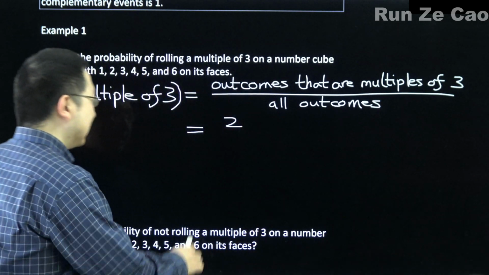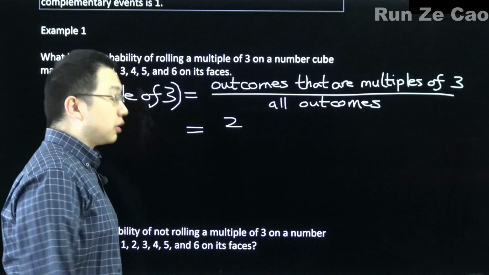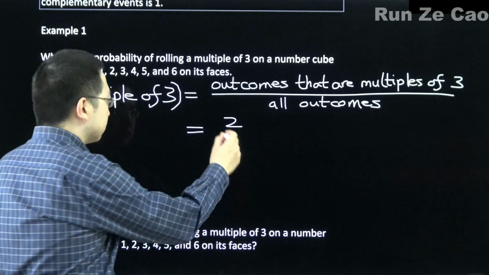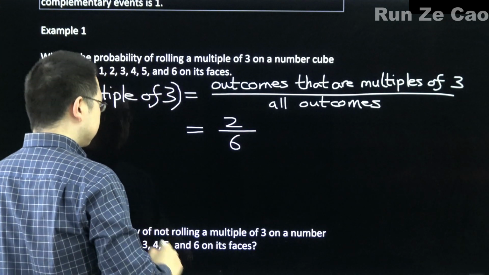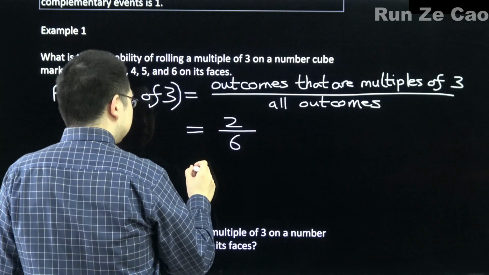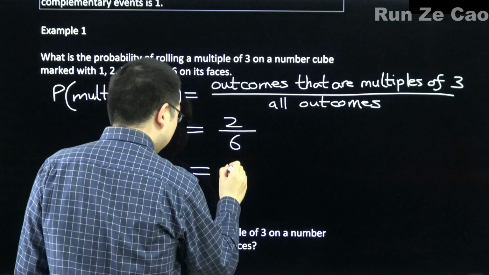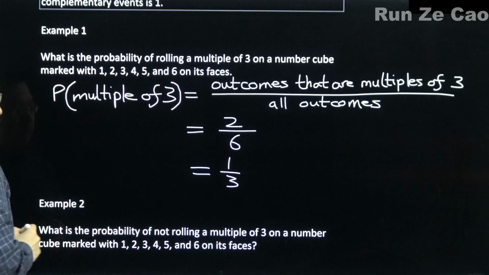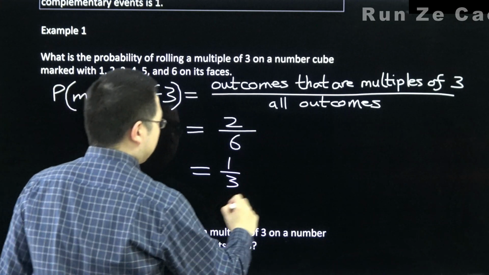Well, so there are two outcomes that are what we want. So multiples of 3. Okay, how many outcomes are there? Well, how many equally likely outcomes are there? There are 6. So, what does this simplify to? 2/6 simplifies to 1/3. So if we have to write a statement, we would say the probability of rolling a multiple of 3 is 1/3.